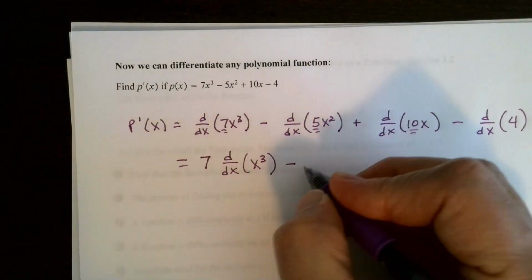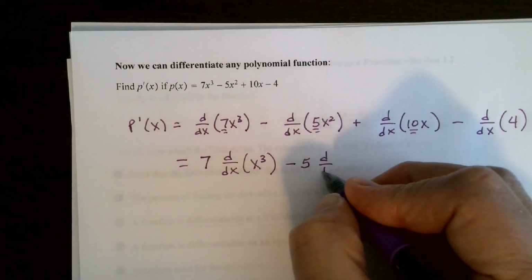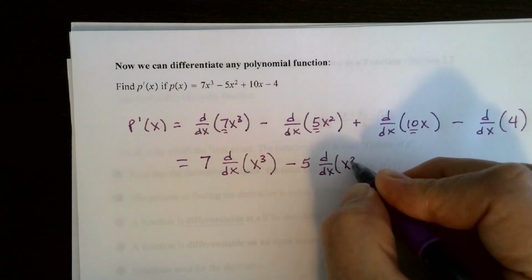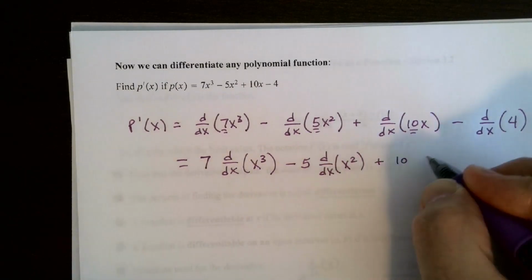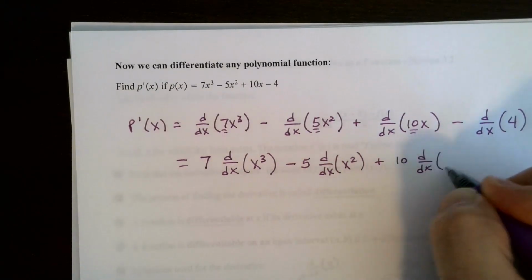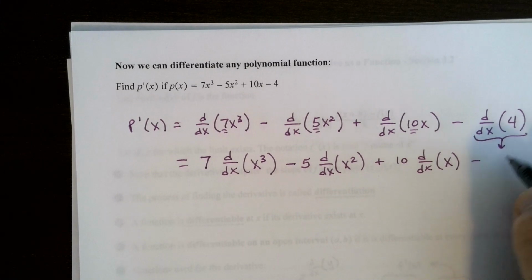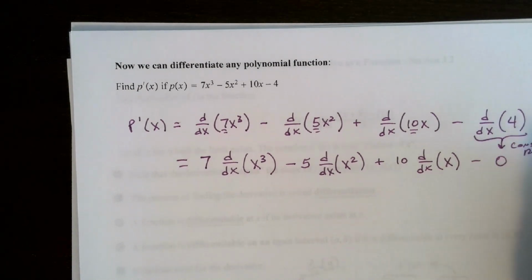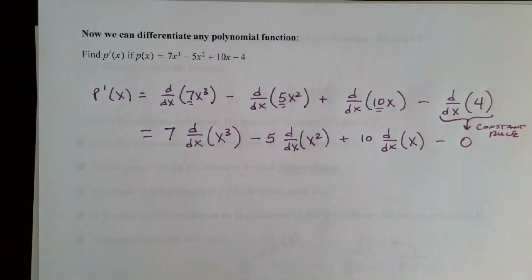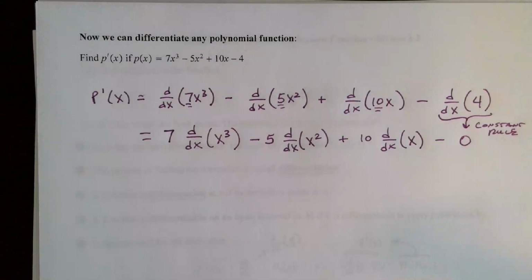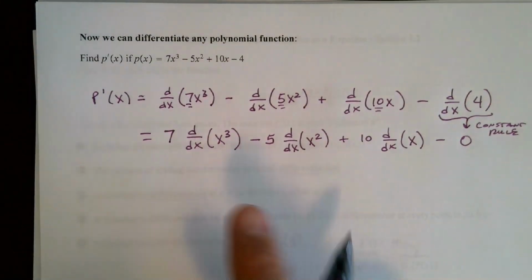Same thing here, this 5 can come out. And here the 10 can come out. What's the derivative with respect to x of 4? That's 0 by the constant rule. Right? Derivative of any constant is going to be 0, right? Because the graph of 4 is a horizontal line. Slope everywhere is 0. But let's take a look at what we have here.